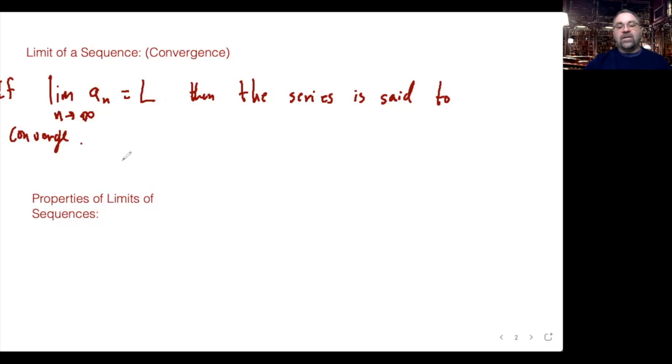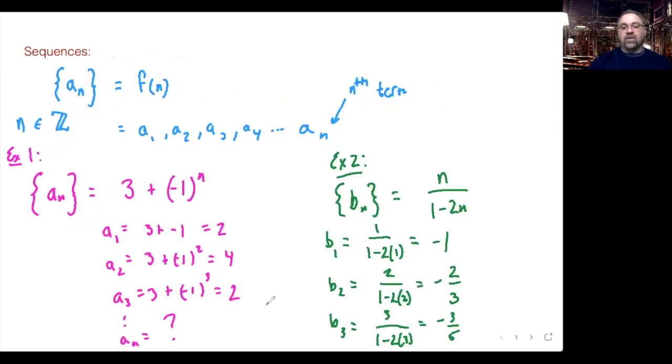Okay, well, if I take a look back at the previous page, example one clearly doesn't converge, because it goes 2, 4, 2, 4, 2, 4, back and forth all the way on up to infinity. It just keeps alternating between the 2 and the 4. So that one clearly does not converge because it's not approaching a specific value. What about example 2?